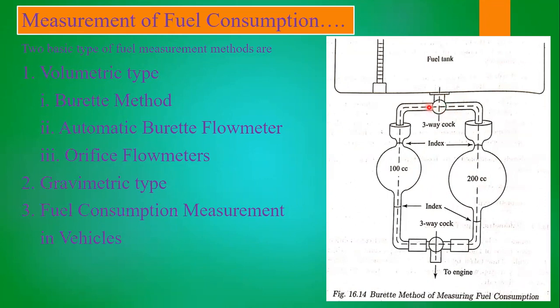Two cocks are to fill the two glass bulbs here, and the other cock is to directly send the fuel into the engine. So whenever we need to measure the fuel consumption, we open these two cocks, and whenever there is no need of measuring fuel consumption, we directly send the fuel from the other cock to the engine. That's the purpose of using a three-way cock here, to direct the fuel wherever we need it.